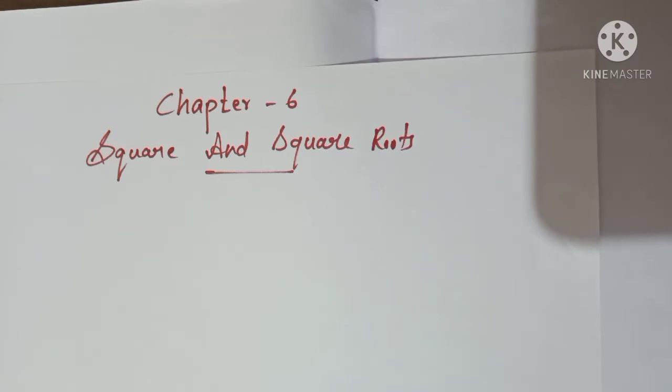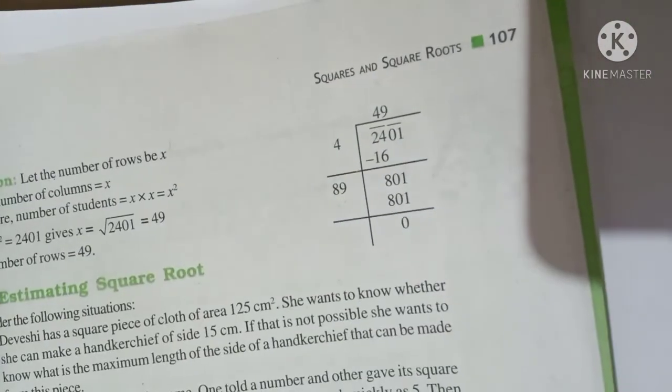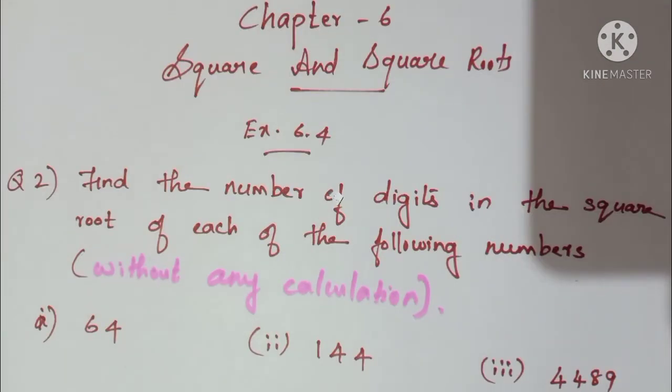Before going to that part, we'll see one exercise problem, 6.4 question number 2. This one-word answer we'll just see, then we'll go for the last topic. Take your textbook, children, page number 107, exercise 6.4, question number 2. You can keep your textbook with you and write down the answers in there. It's one-word answers only.